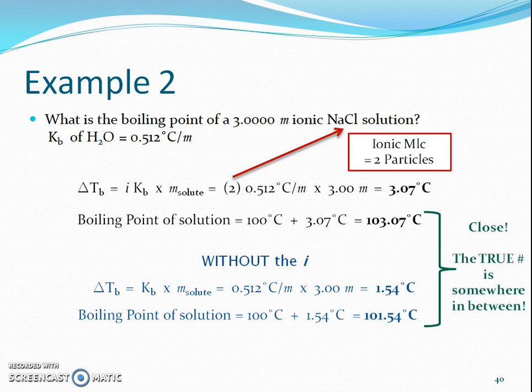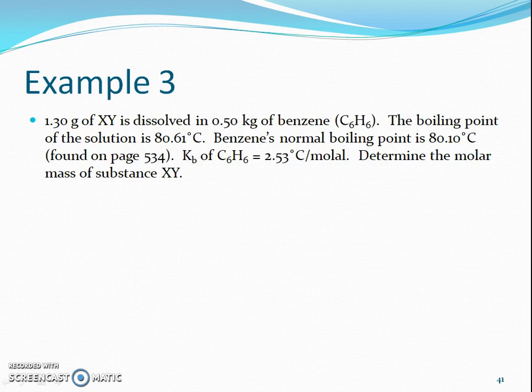Example 2. So here I really wanted to show you with or without that i in the equation. So we have 103.07 and 101.54. So again, somewhere in between, remember, because of that ion pairing. So this is the value with the i, this is without it. They are close, and again, that true value would be somewhere in between because of that ion pairing. So neither value is going to be 100%.